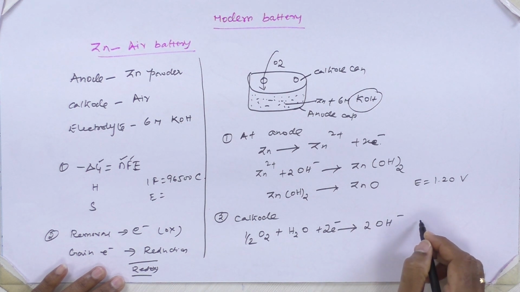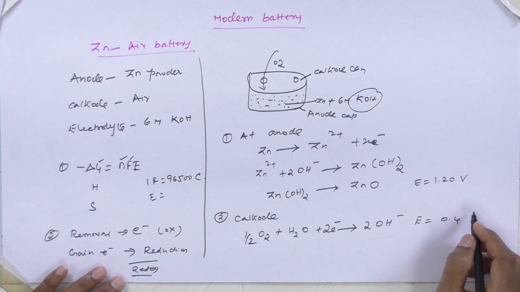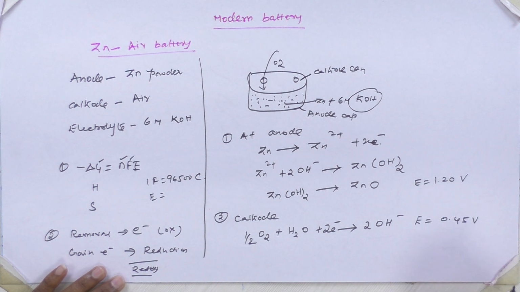Now, due to the formation of this hydroxide radical, it can produce an output of 0.45 volt. Now, the combination of these two reactions is called the redox reaction, which means zinc plus half mole of O2 plus H2O.